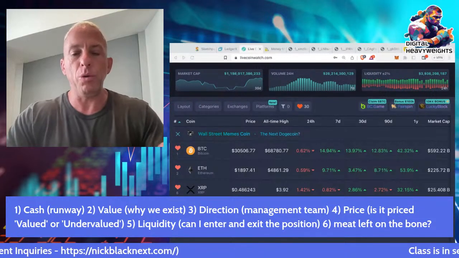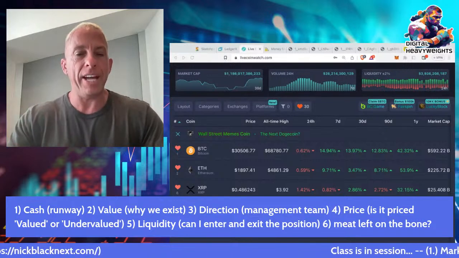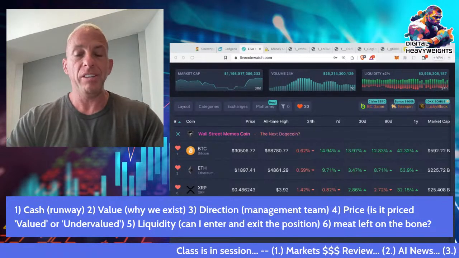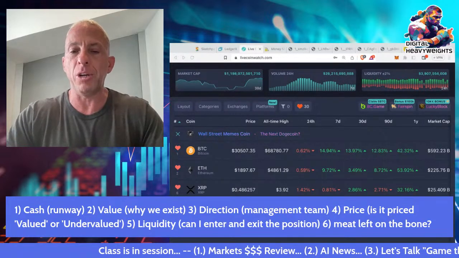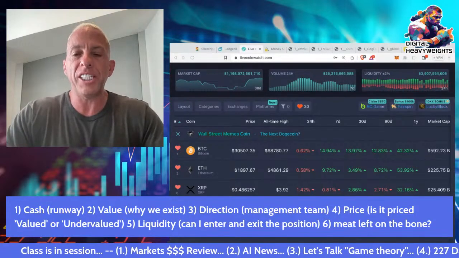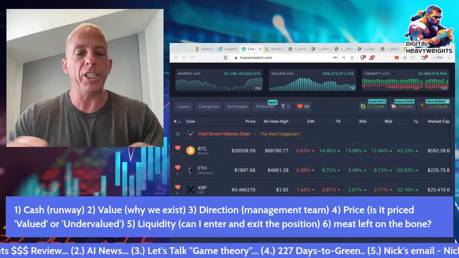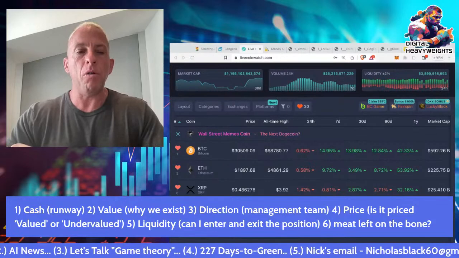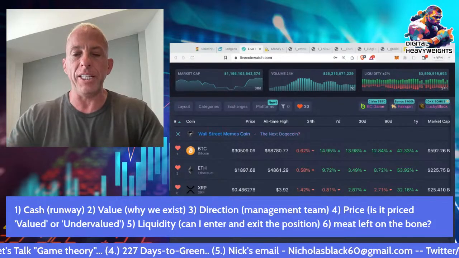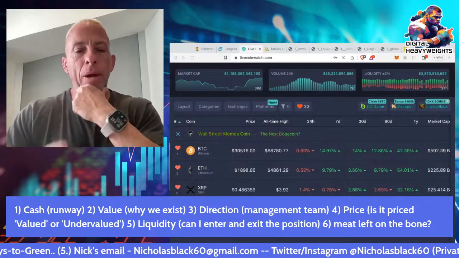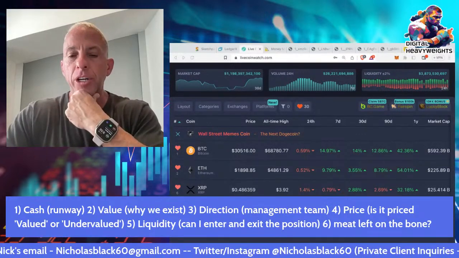But anyway, so all of that is before you purchase one single token. Then you have to create some portfolio balance. So just keep in mind that there's a lot of steps to this. But this is your fundamental framework. Now, what sits beneath this framework is game theory. And so today, I'm going to go quickly through our AI news.